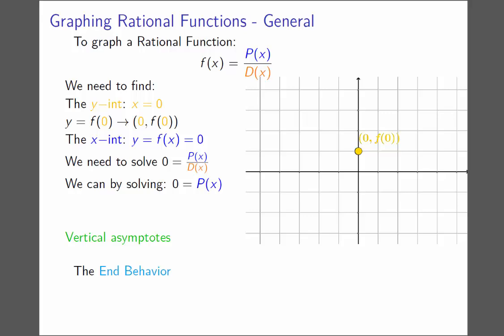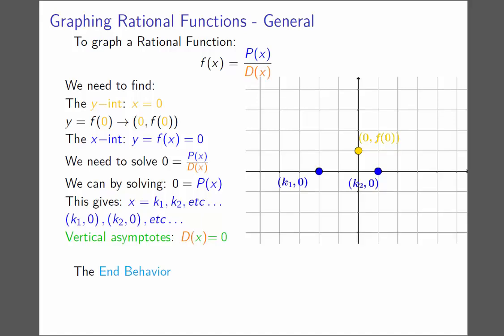But we've already seen how to solve polynomials. And when we solve it, we'll get several values of x, k1, k2, and so on, depending on what the degree of the polynomial is. And for each of these x values, we get an x-intercept, k1, 0, k2, 0, and so on, which we can plot on our graph.